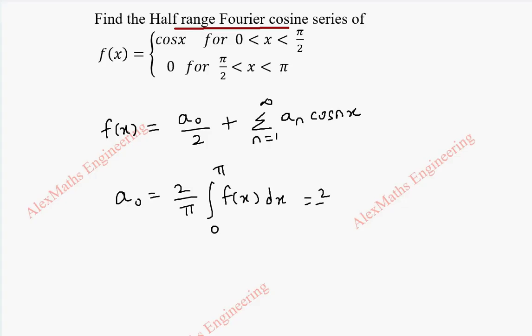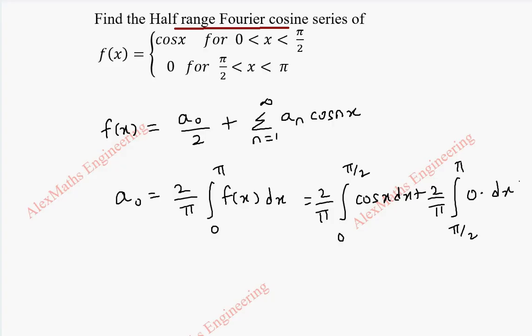But f of x is made up of two parts. The first part is integral 0 to pi by 2, where f of x is cos x, and we have another interval. So again 2 by pi integral, now the interval is pi by 2 to pi, where f of x is 0. So anyway, the second part is totally 0.